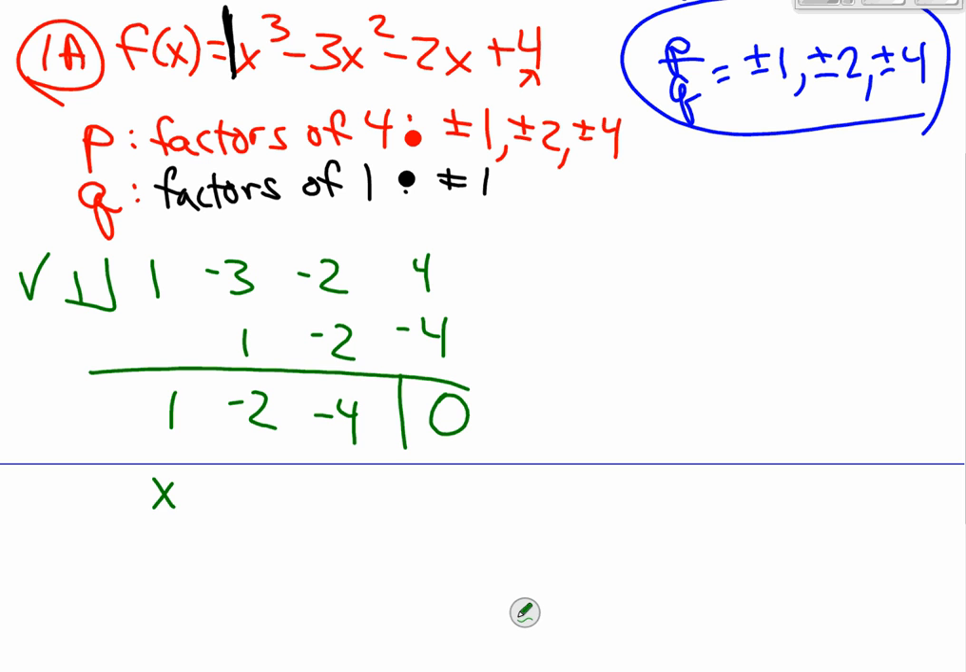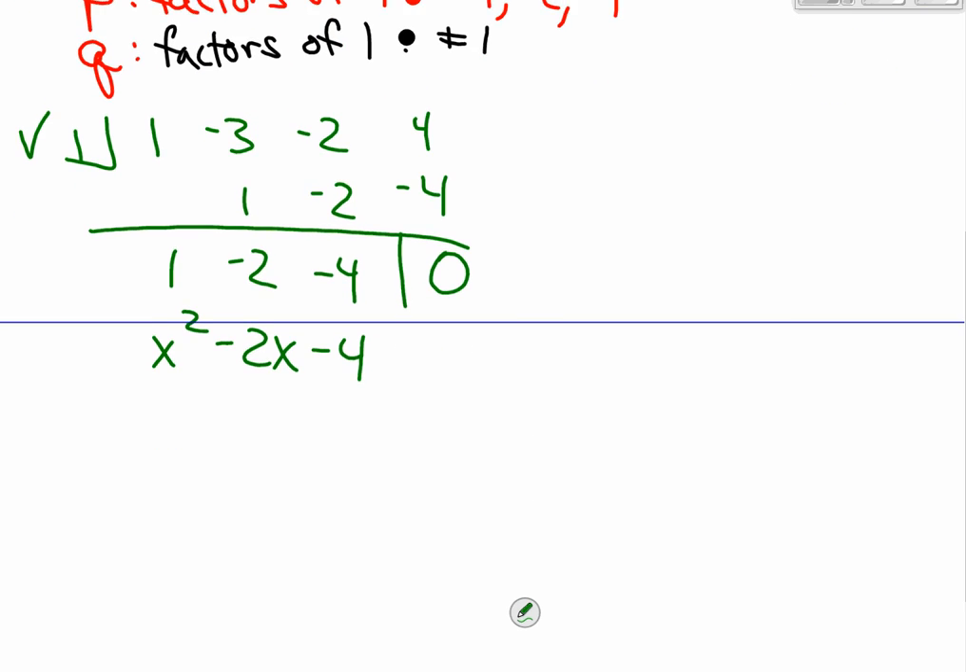And then our other polynomial part is x squared minus 2x minus 4. And so this is something we can try to factor. Could I continue doing synthetic division? Absolutely. Does this factor? Take a minute. Can I find something that multiplies to be -4 and adds to be -2?